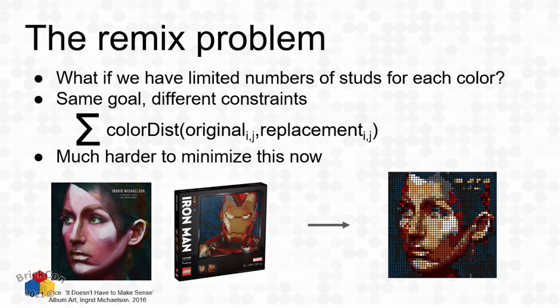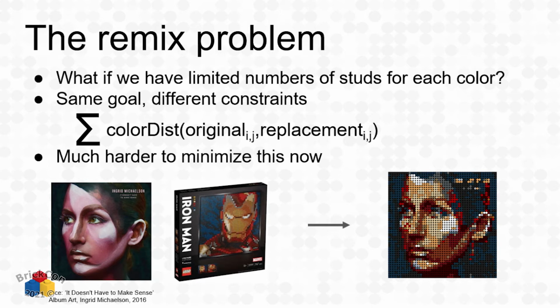Next up, we have the remix problem. The remix problem is something that, as far as I'm aware, didn't show up much before the year 2020. So what if we have a limited number of studs for each color? Instead of saying I have unlimited blue for every pixel, what if I have a limited amount of blue, a limited amount of white, a limited amount of red, and all the color counts are different, right? I have the same goal, which is to minimize the sigma of the color distances, but I have different constraints.